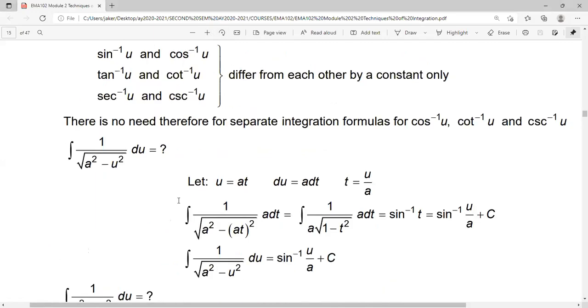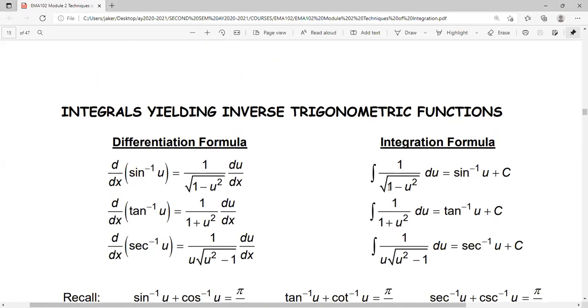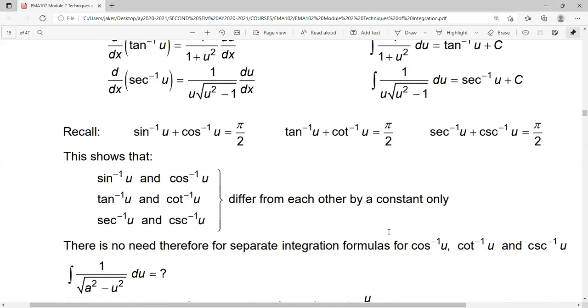I will enlarge. You let u equal to at. You differentiate this, that would be a dt, and you take an expression of t from in here, and that would be u over a. So in here, it's u over a. The purpose here is that you will have an equivalent expression that you can integrate later on, comparable to this one. It's just 1 minus u squared in the denominator.